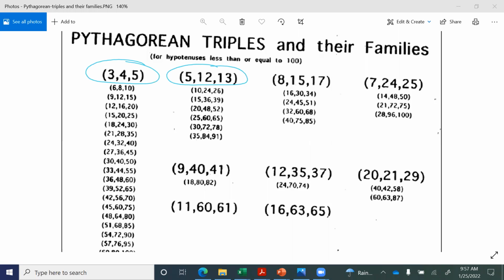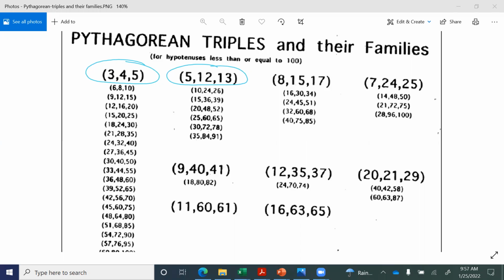I can guarantee that in every single section from this point on to the end of the year, you'll see one of these triples on every single test that we have. You'll see them on the FSA. You'll definitely see a 3, 4, 5. I can guarantee that. And you'll see things from their families. And what I mean by that, so these are kind of the parent triples, but notice there's all these triples that are listed below them.